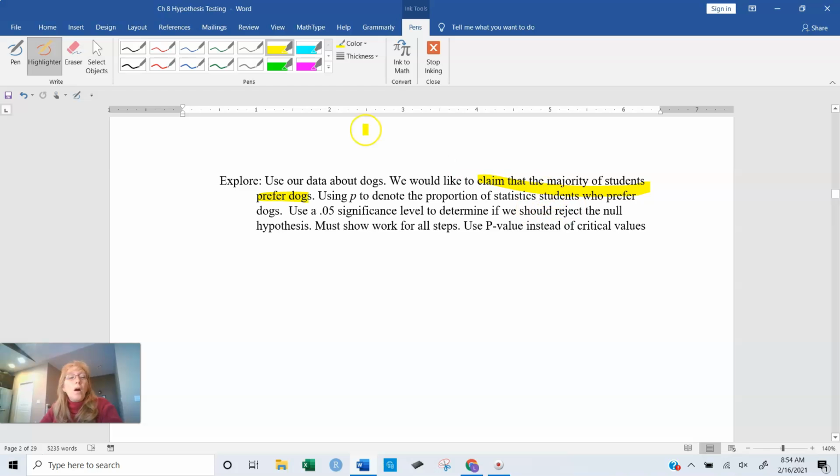All right, so our claim, and remember we've got to write this in P, and majority is greater than 0.5. This is our claim. P to denote statistics, we always use P. I'm going to use a 0.05 significance level. Should we reject the null? Use p-values instead of critical values. P-values are just a little easier. Critical values also work.